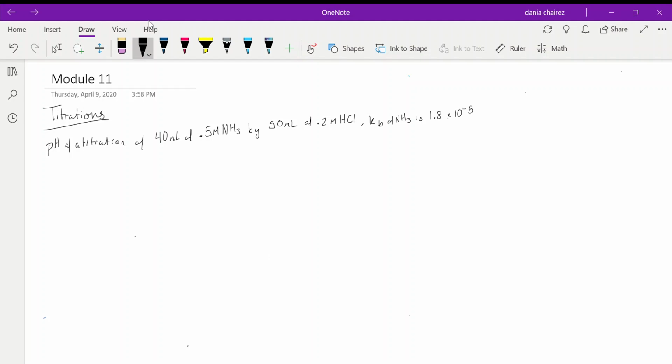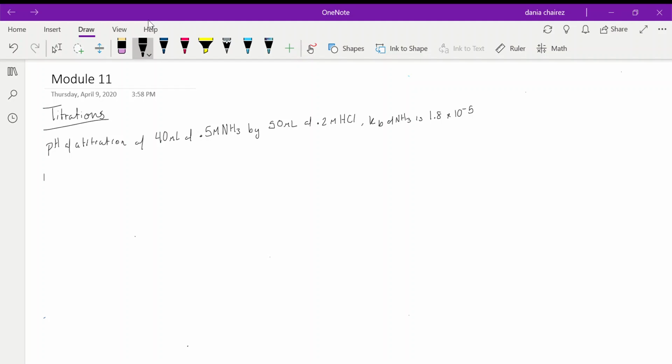So our first step, because something to keep in mind is that in titrations, you're always going to be working in moles, because there's always going to be a volume change. So your concentration changes depending on your volume, right? Because concentration is moles over liters. So since we're going to be adding 50 mils to 40 mils, we're going to have a volume change. So our concentration is going to change. So we have to find our initial moles.